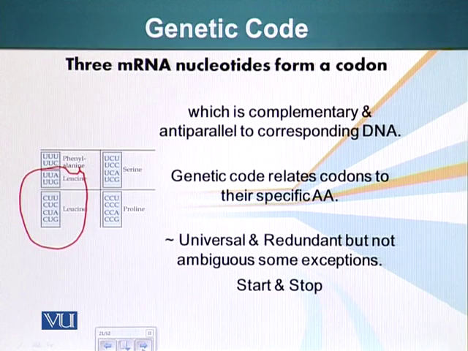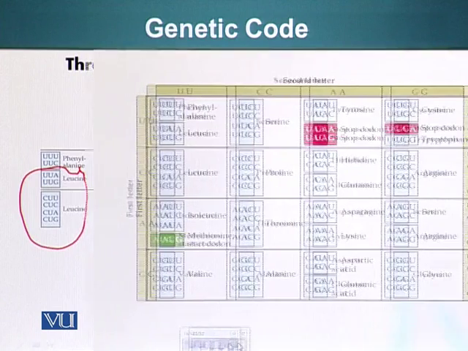Ambiguous would mean that sometimes a codon will specify leucine, sometimes it will specify serine, sometimes it will specify proline. That doesn't happen. It is redundant but not ambiguous. It is always specific. There are also start and stop codons.